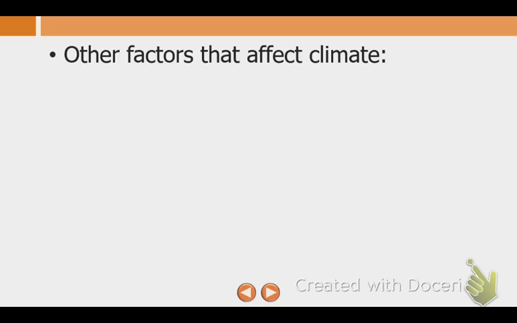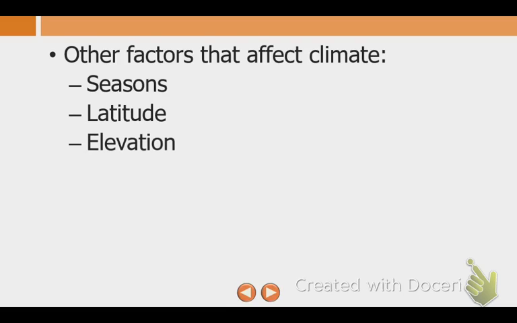There's a few other factors that affect climate as well. So we look at seasons, we look at their latitude, how far they are from the equator, both north and south, and elevation, which is how high you are from sea level. So the higher up you are, say living in a mountainous area, that will affect your climate. If you're near a body of water, like an ocean or a large lake, or you live near a river, then that will affect the climate in that area as well.